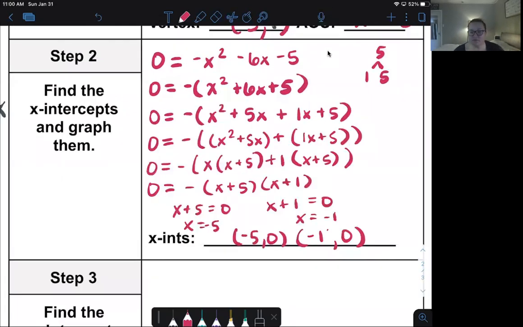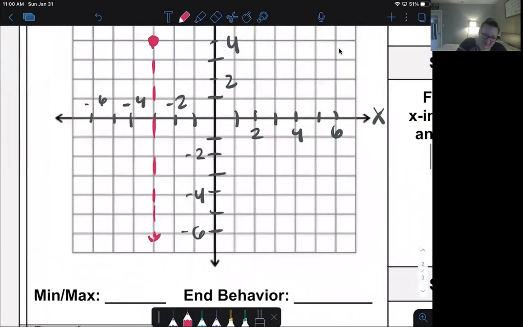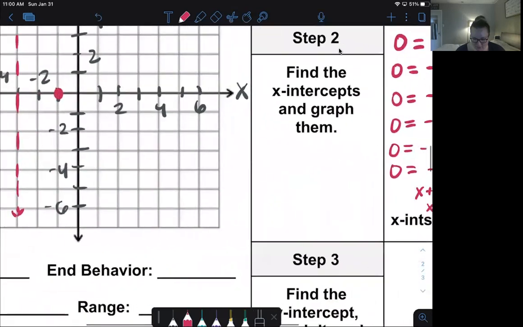So whatever method you may have used, you should still have the same x-intercepts that I found. I found x equals -5 and x equals -1 for my roots. So my x-intercepts would be at (-5, 0) and (-1, 0). So I'm going to plot those at (-5, 0) and (-1, 0). All right.